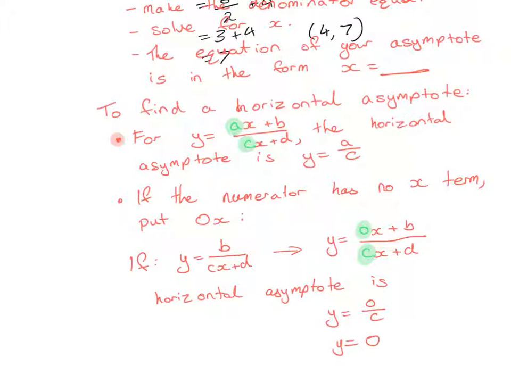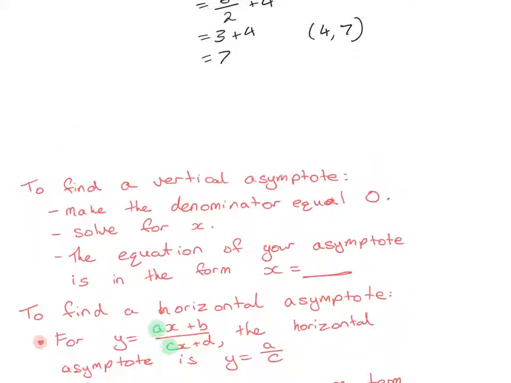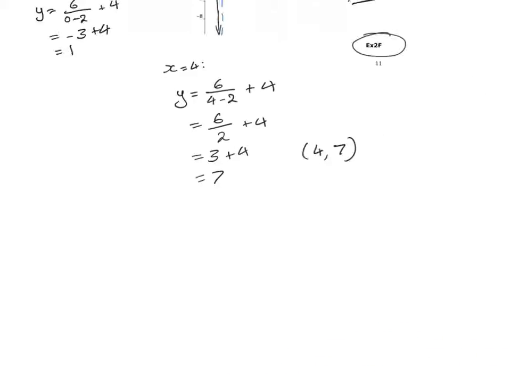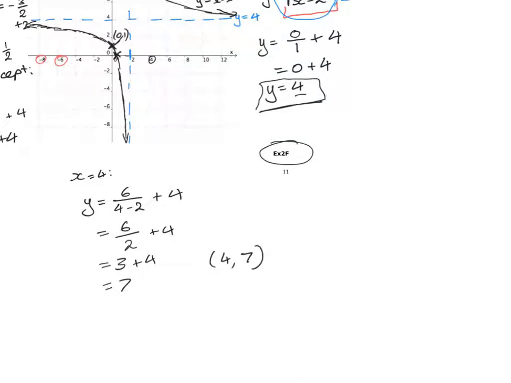Okay, and always make sure you have y equals whatever the number is, or x equals whatever the number is for the equations of your asymptotes, because otherwise they're not asymptotes and you'll lose marks. Okay, so I just wanted to summarize those two things about the asymptotes. And now, if we get back to where we were, the work to do now is exercise 2F. So please try a few questions of those.